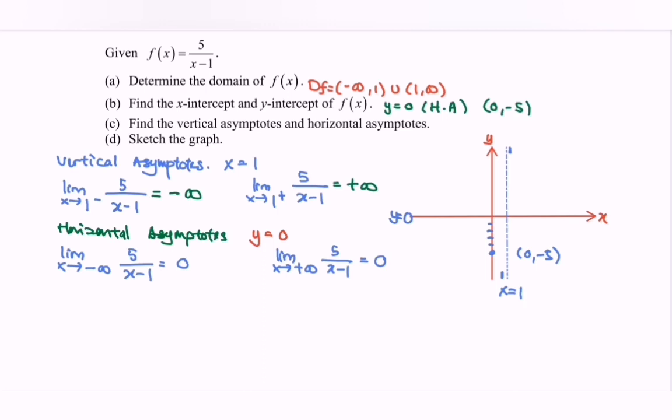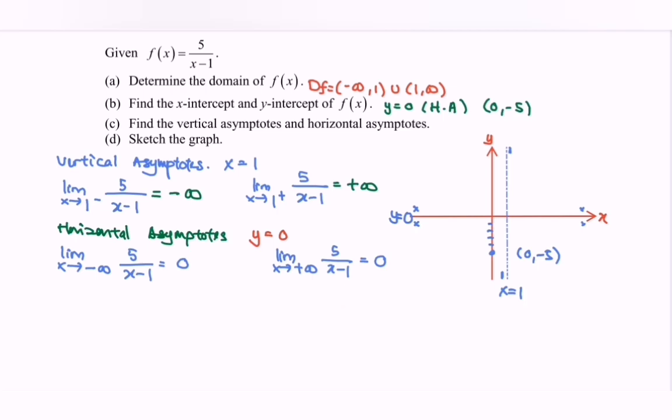Next, refer to the horizontal asymptote. We have y is equal to 0. As x approaching negative infinity, meaning towards the left, it will approach the value 0. So here we have two situations, above 0 or less than 0. Another one, when x approaching positive infinity, meaning towards the right, it will approach the value 0 as well. So here will be the situation.